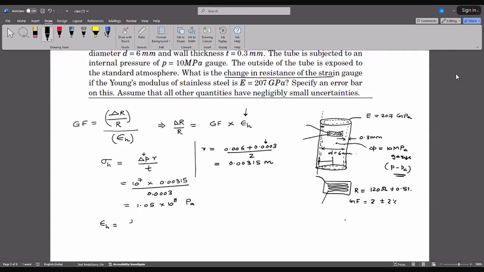Sir, sorry to interrupt. Can you just tell again how we are arriving at the small r value? So you have this internal diameter and the external diameter, right? Let's say this is the center line of the tube. This is the thickness.